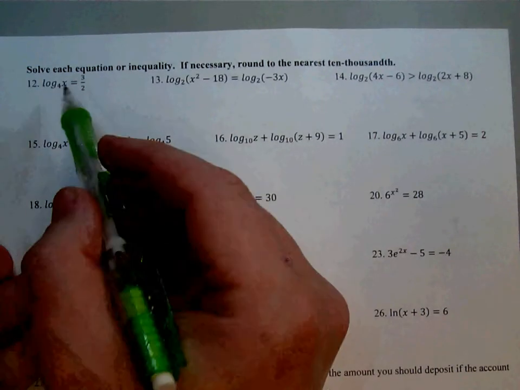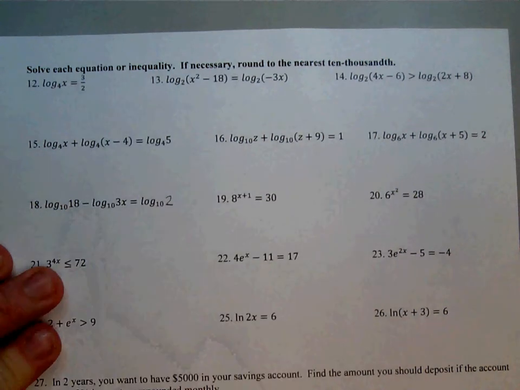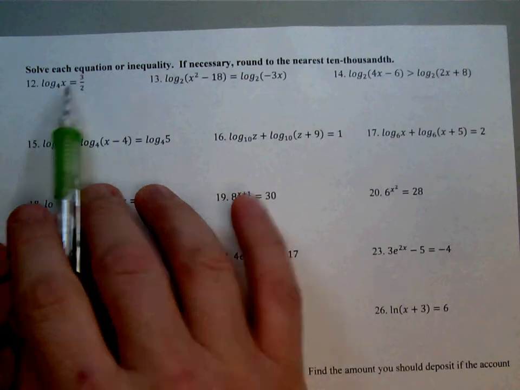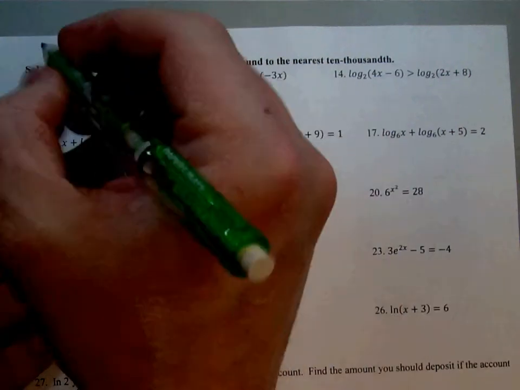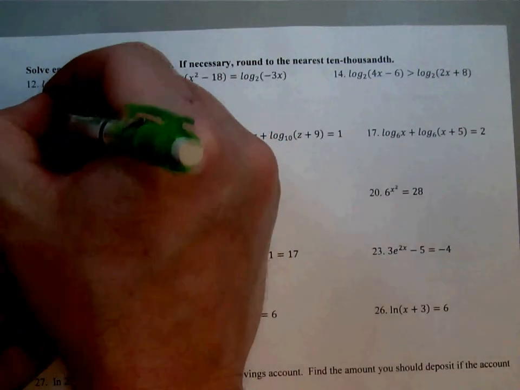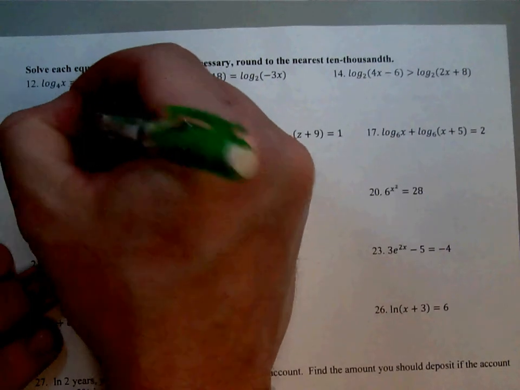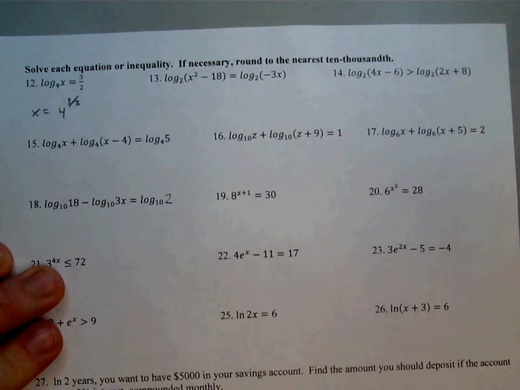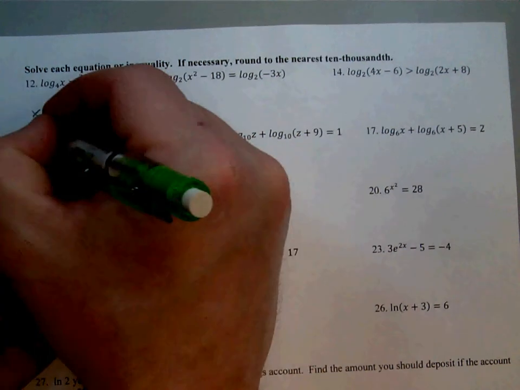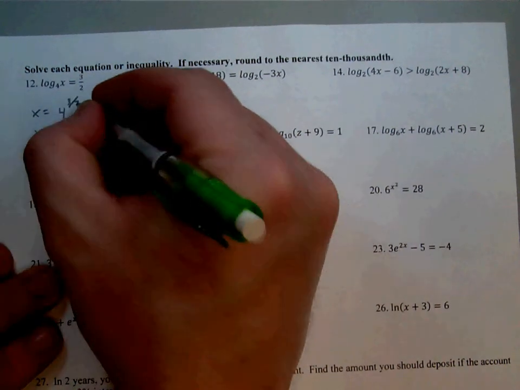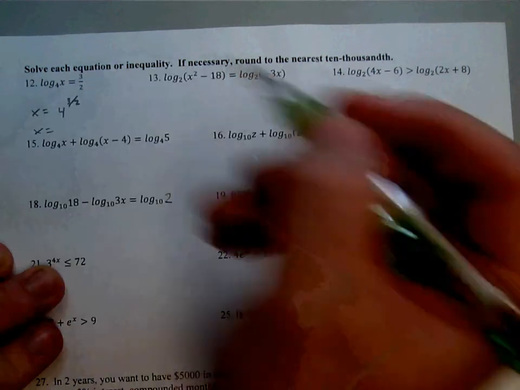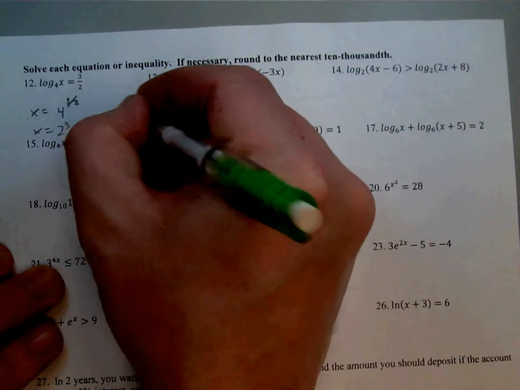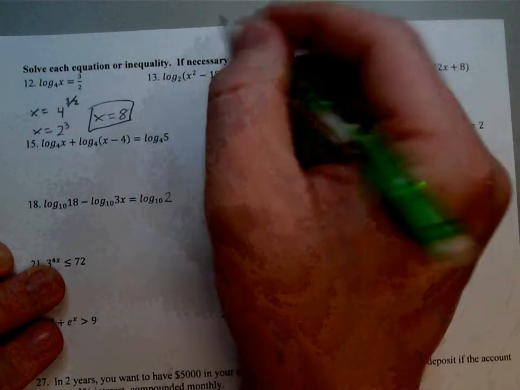Alright, solve. Excuse me. So I can rewrite, I can exponentiate. We end up with x is equal to 4 to the 3 halves. And so it's a square root of 4, which is 2, to the 3rd power, so I get 2 to the 3rd, which is 8. That fits in the domain.